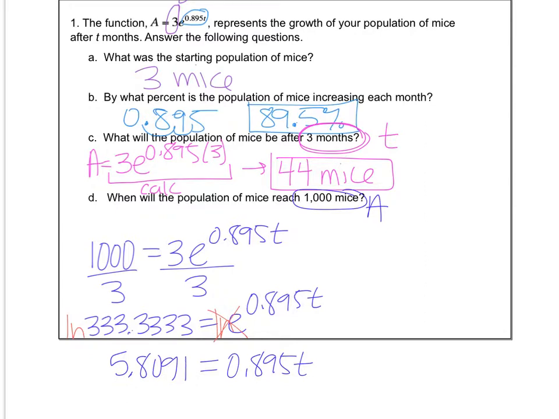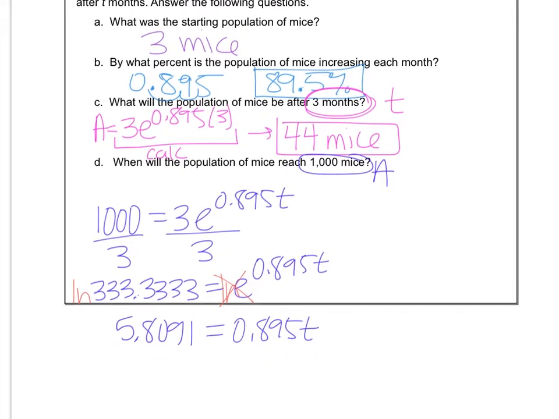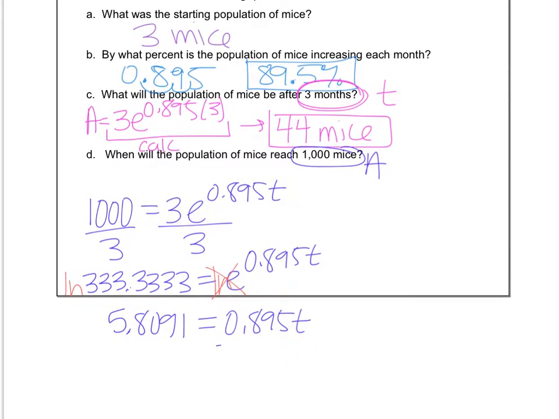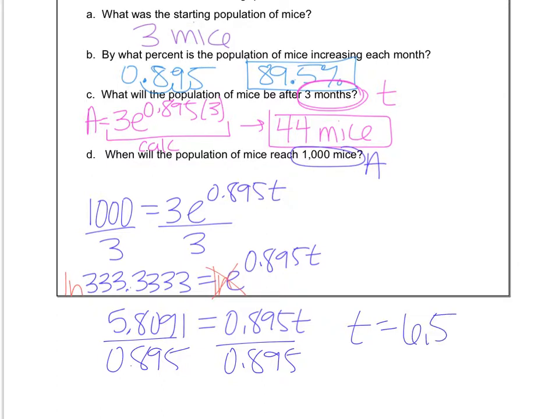5.8091. Last step. Where'd you get that? I just asked the really dumb question. 6.5 is what I'm gonna round that to. 6.5 what? Months, because that's what we were measuring time in here. So make sure you give me the right, accurate measurement based on what the problem said.